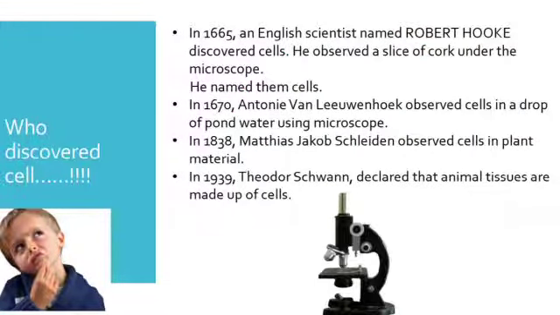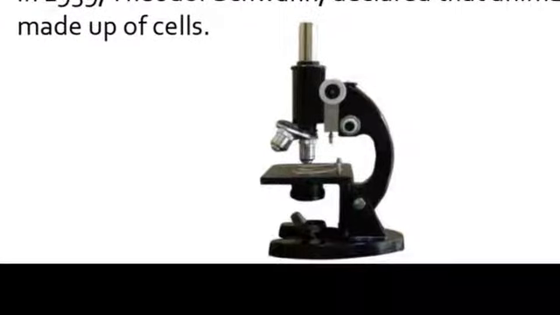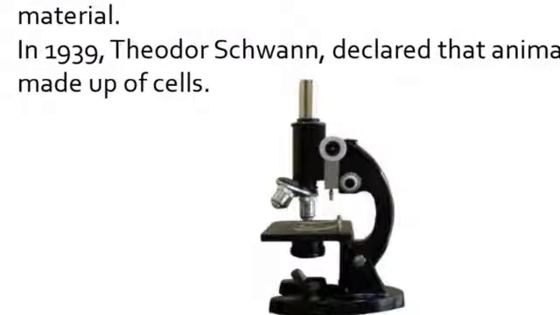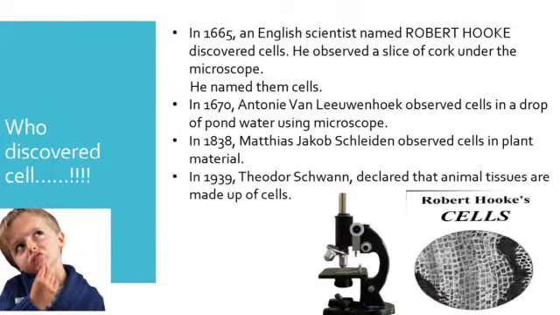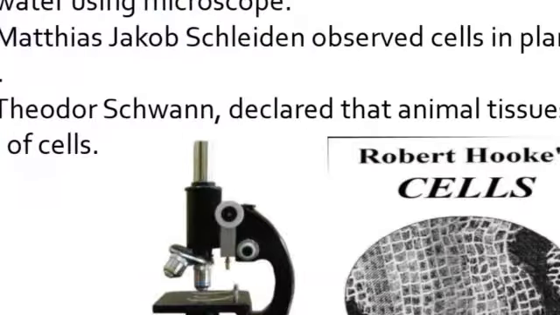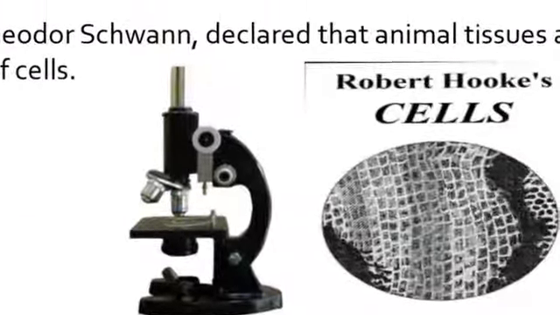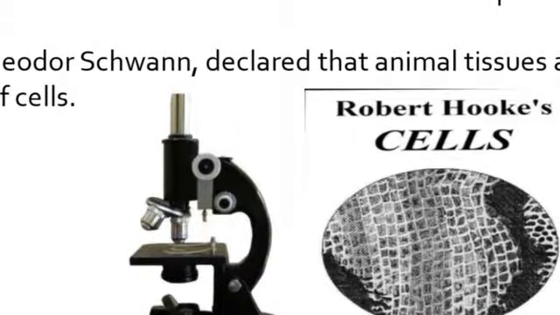Now, what is a microscope? If you can see, this is a microscope. A microscope helps in seeing the small cell. We cannot see the cell with our naked eyes. Okay. Now, this was the first discovery of Robert Hooke. The cells of cork he observed under the microscope.